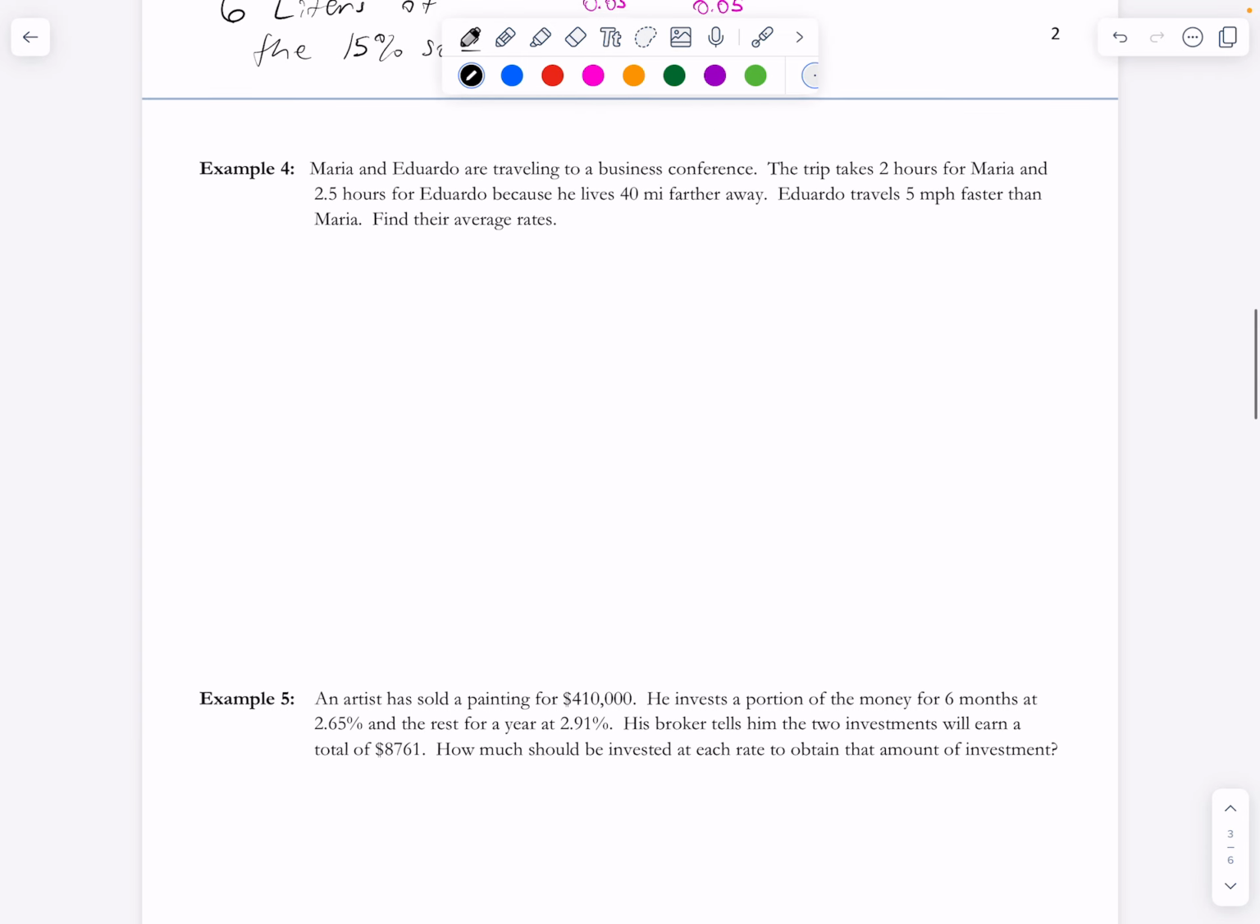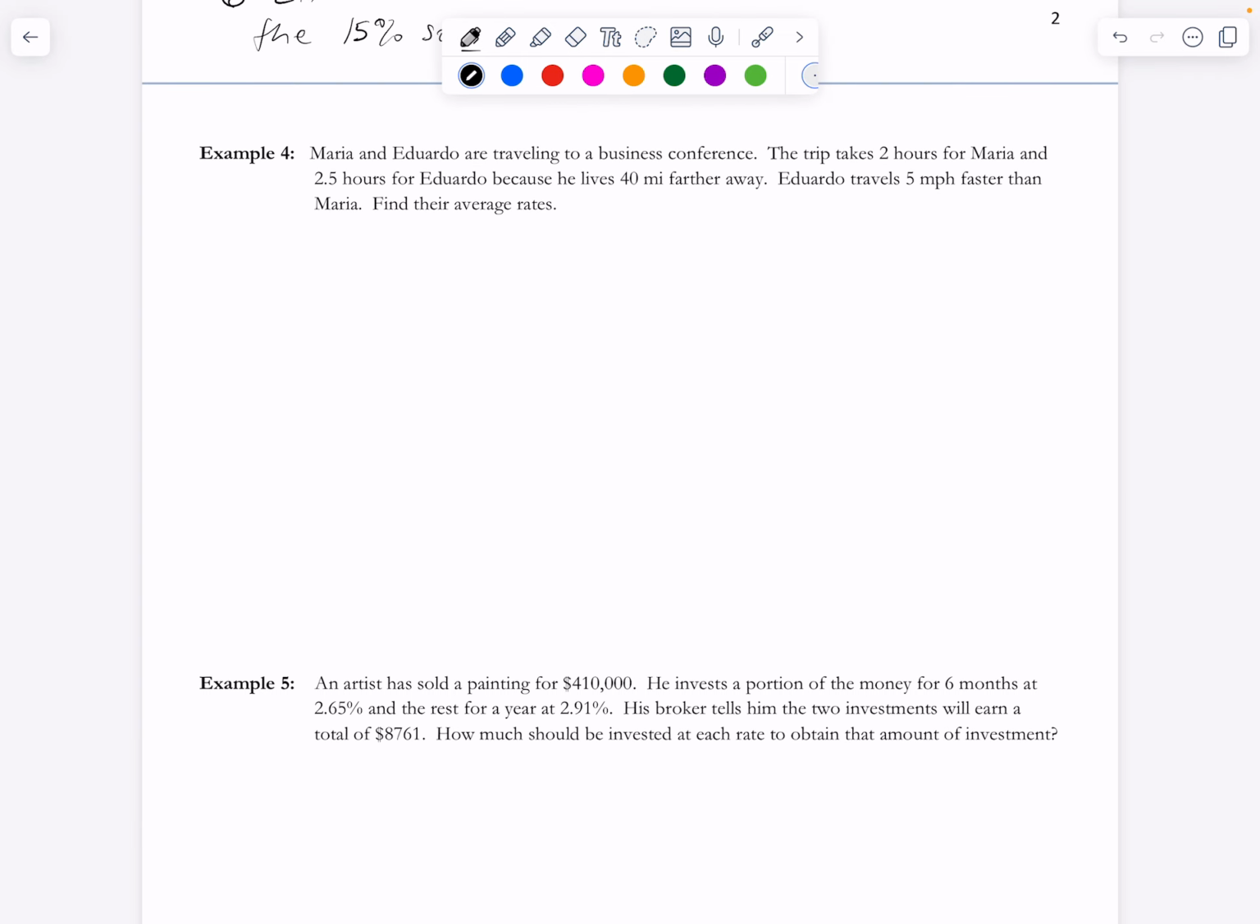All right, let's do the next one, number 4. 2 more to go. Maria and Eduardo are traveling to a business conference. The trip takes 2 hours for Maria and 2.5 hours for Eduardo because he lives 40 miles farther away. Eduardo travels 5 miles an hour faster than Maria. Find their average rates.